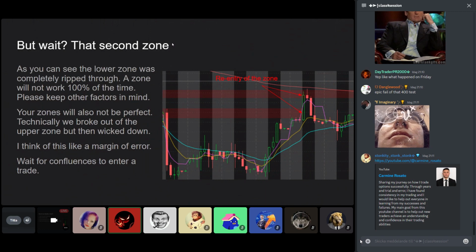As you can see, the lower zone was completely ripped through. A zone will not work 100% of the time. You want to keep factors in mind. Think of FOMC, news, any sort of catalyst that's going to cause a massive influx of volume into your normal trading. You know, how often do you take a trade, there's some sort of news and it completely flops you or moons you, and there's nothing you could have done about it besides knowing when the news is coming.